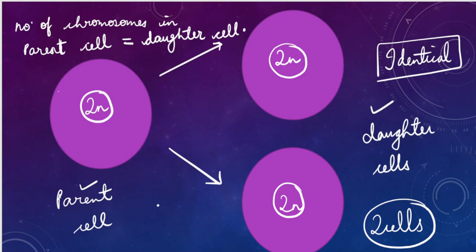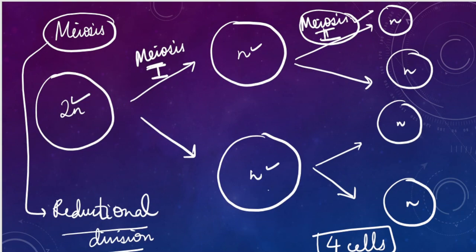And there was no part 1, part 2 in mitosis. But in meiosis, you had part 1 and part 2. Can you see? I hope you can see this. Here I have written number 1. Here I have written number 2. Okay. So this is meiosis 1 and meiosis 2.